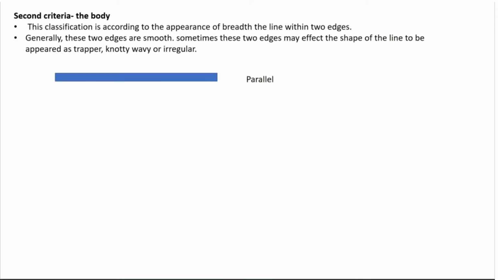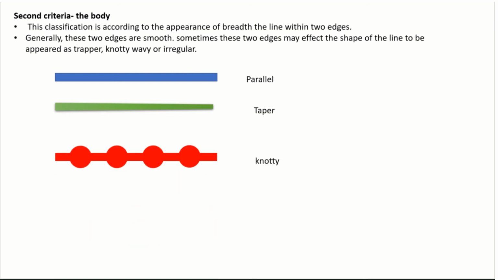Let us see the two edges and the body. It is called a parallel line, where the body is presented parallel. In the same way, according to the edges, it is called a taper line, where one edge is comparatively smaller than the other edge, making a taper between these two edges. Then the third shape is knotty. It has some bumps at some intervals. It is called a knotty line.